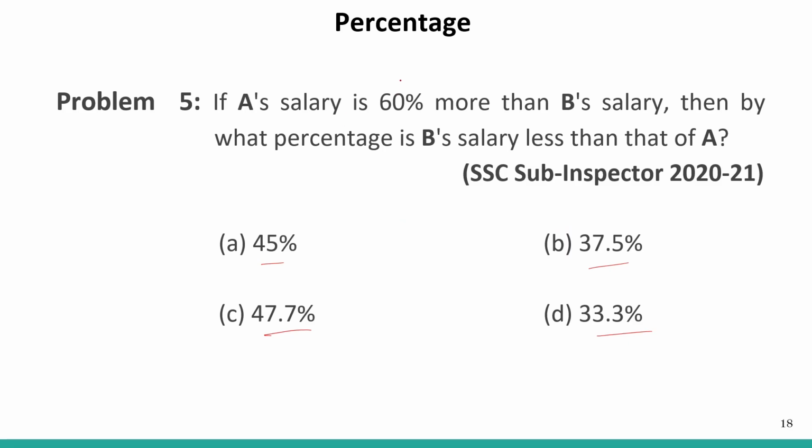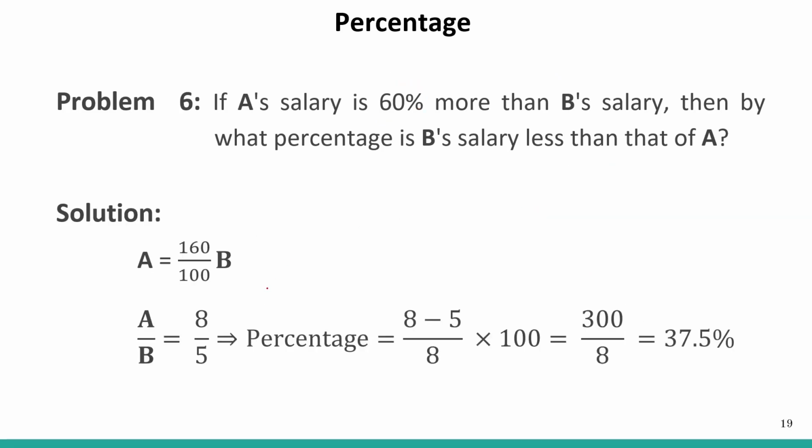So A's salary is 60% more than B's salary, and then by what percent is B's salary less than A's? So A is equal to 160 by 100 B. Given that, A by B becomes 8 by 5. So the percentage is equal to (8 minus 5) by 8 into 100, that is equal to 300 by 8, that is 37.5%. So the only correct answer will be 37.5.